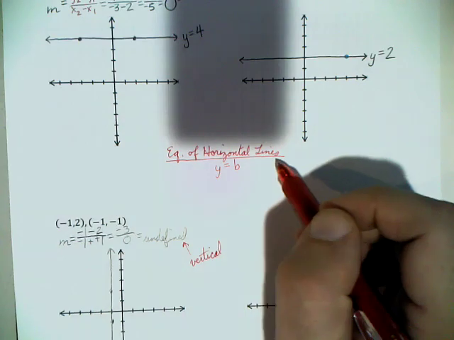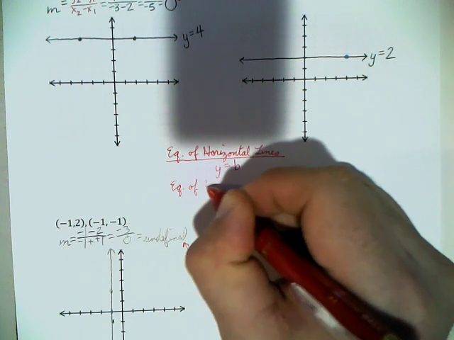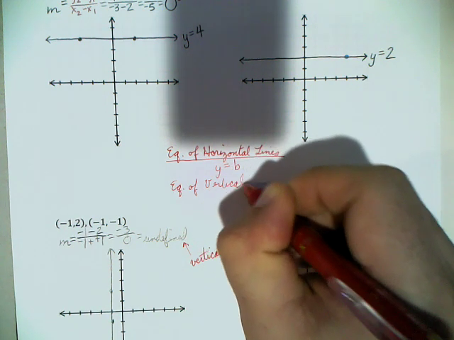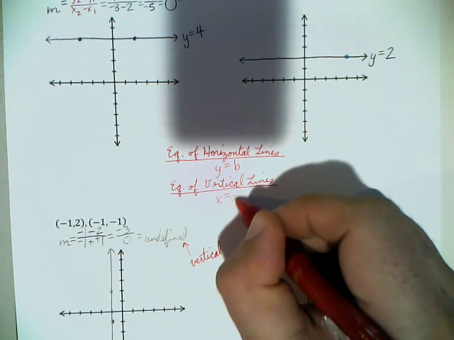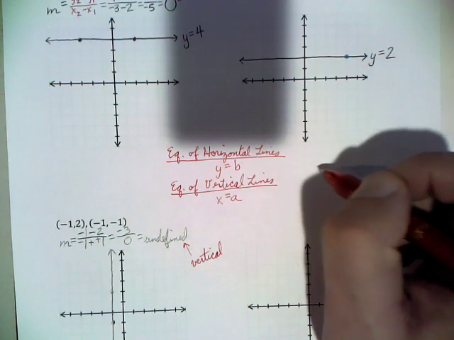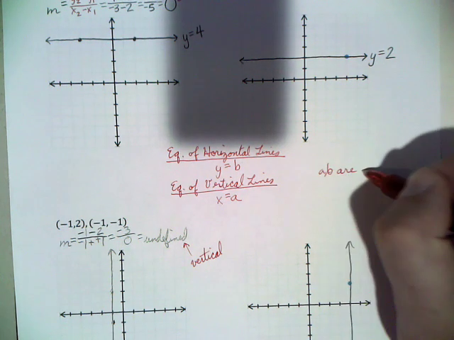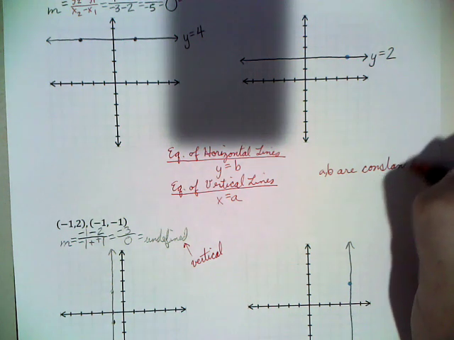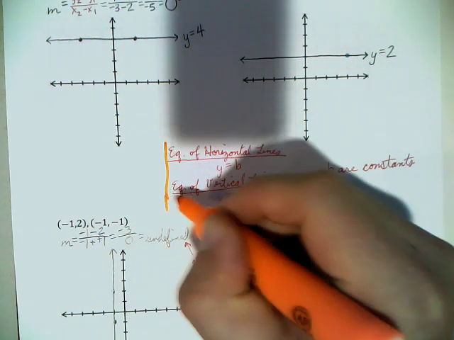So if the equation of a horizontal line is y equals b, the equation of vertical lines could be described as x equals a. Now a and b are both constants here. So a and b are constants. And then let's just grab our orange here and make that just pop a little bit.